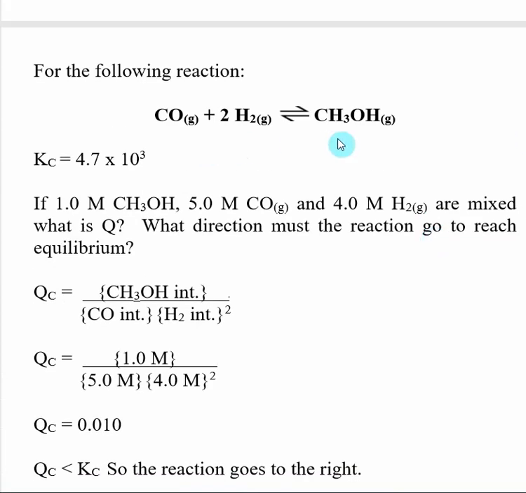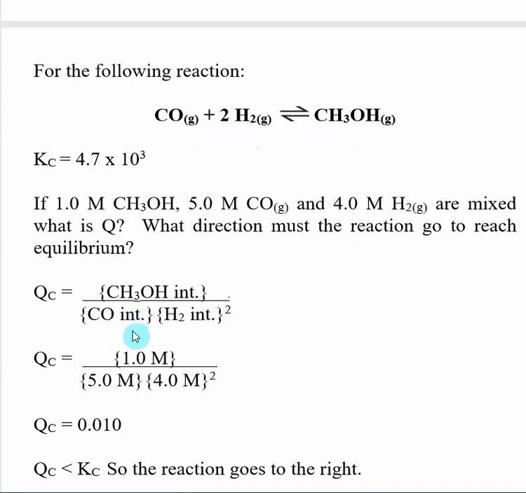So if I give you the following reaction and tell you that it's involved in an equilibrium, and I give you the equilibrium constant, and I also give you some initial concentrations of the species involved in the reaction, I then want to find out what direction the reaction must go to reach equilibrium if it is not already at equilibrium. So what I do is I go ahead and find the equilibrium expression from the reaction. So remember, that's products divided by reactants raised to their stoichiometric coefficient. And then what I do is I plug the initial values into my equilibrium expression.